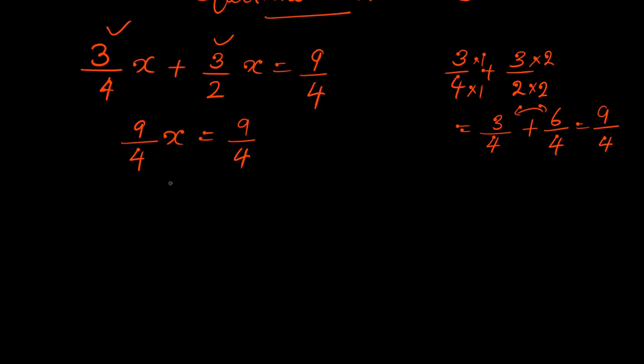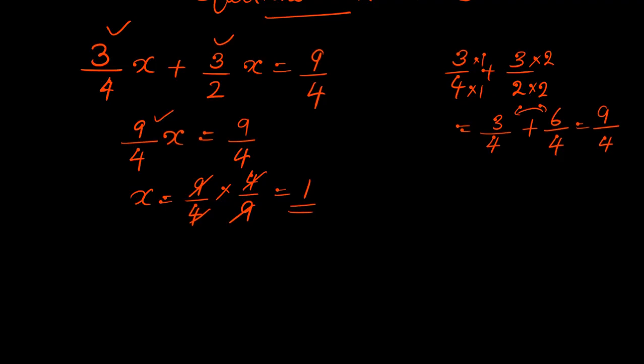Then how can we find x? Solving an equation means you have to find the value of that variable. Then x is equal to the right side, 9 over 4, times the reciprocal of this coefficient, which is 4 over 9. So we can cancel this and we will get x is equal to 1. x is equal to 1 is the answer.